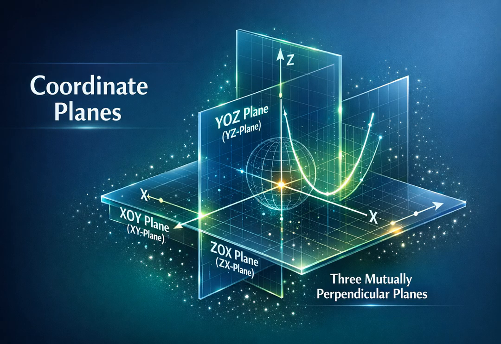The three coordinate planes are the xy plane, horizontal, called XOY, the yz plane, called YOZ, and the zx plane, called ZOX. Think of the xy plane as the floor, and the other two as perpendicular walls. These three planes are mutually perpendicular to each other, just like the floor and two adjacent walls of a room.